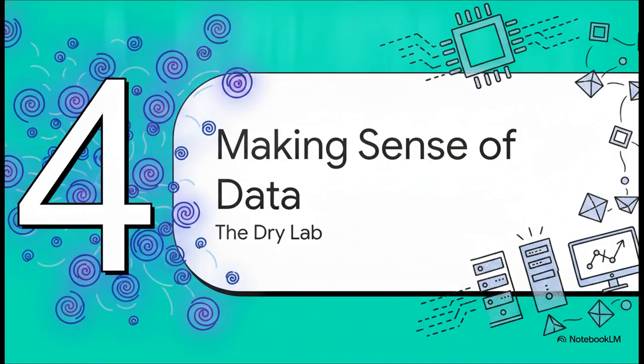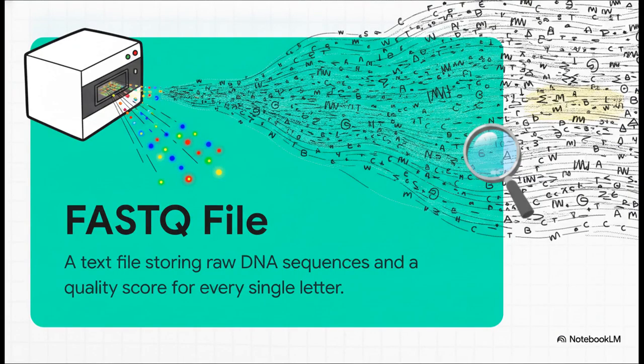Welcome to the Dry Lab. So, what do millions of glowing dots actually mean for us? Well, this is where we pivot from the physical chemistry of the wet lab over to the digital software of the dry lab. We're entering the realm of bioinformatics. The sequencing machine actually translates all those colored light flashes into a massive digital text file called a FASTQ file.